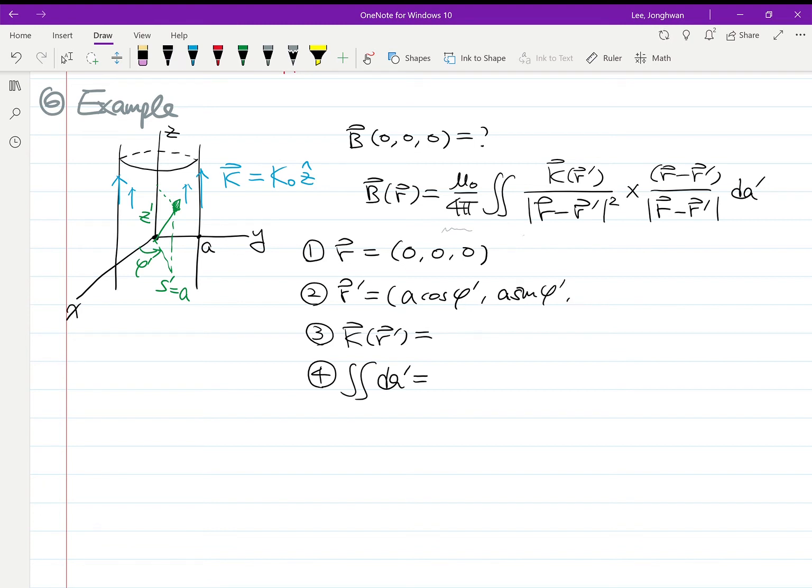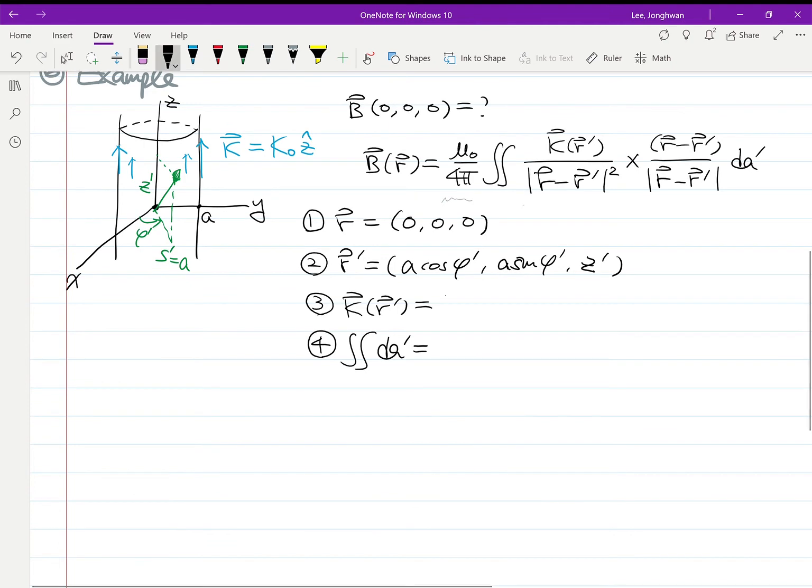prime, right? And then let's write down what is the source current K at that specific position. So in this simple question, fortunately it's constant, and you can write this down as a vector.